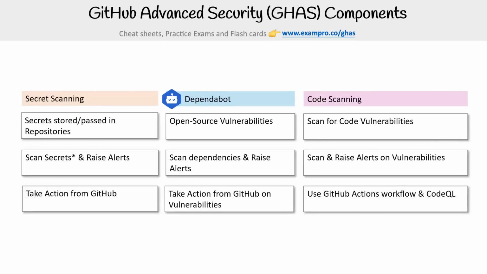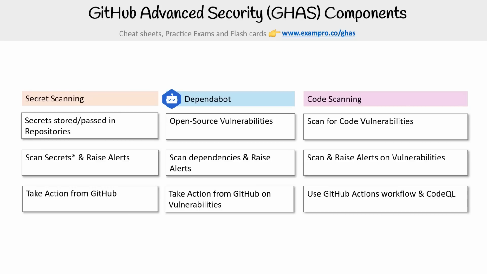Now, there are three components to GHAS, GitHub Advanced Security: secret scanning, Dependabot, and code scanning. Secret scanning, on face value, covers secrets stored or passed in your repository. It allows you to scan for secrets and raise alerts. It can also take actions from GitHub.